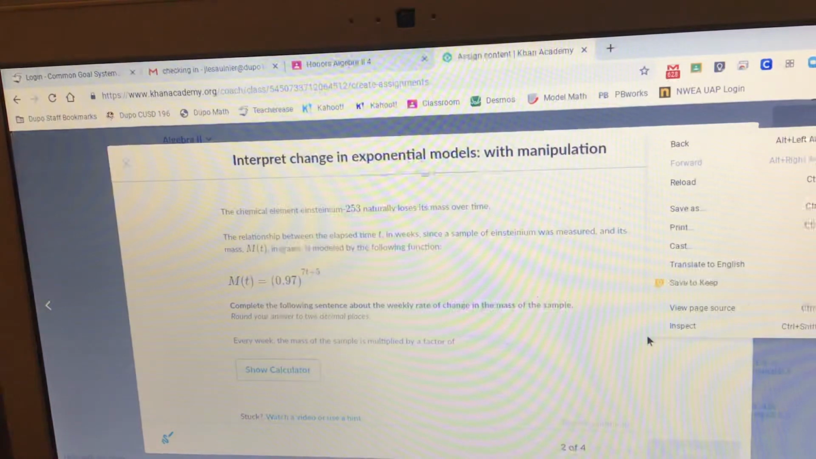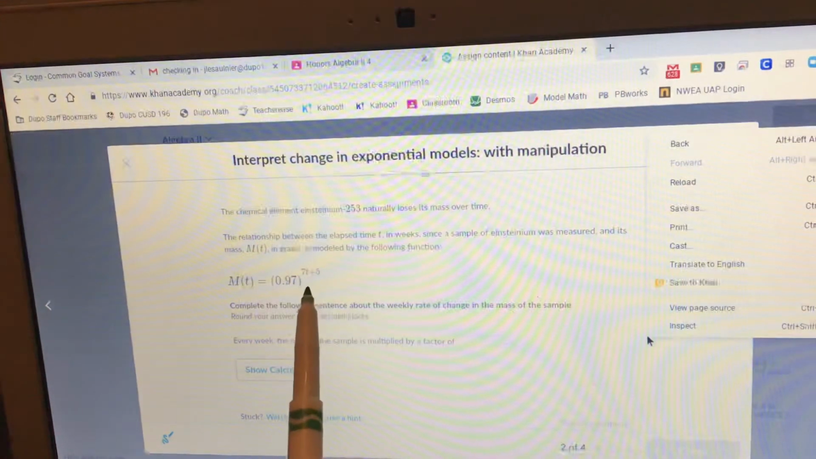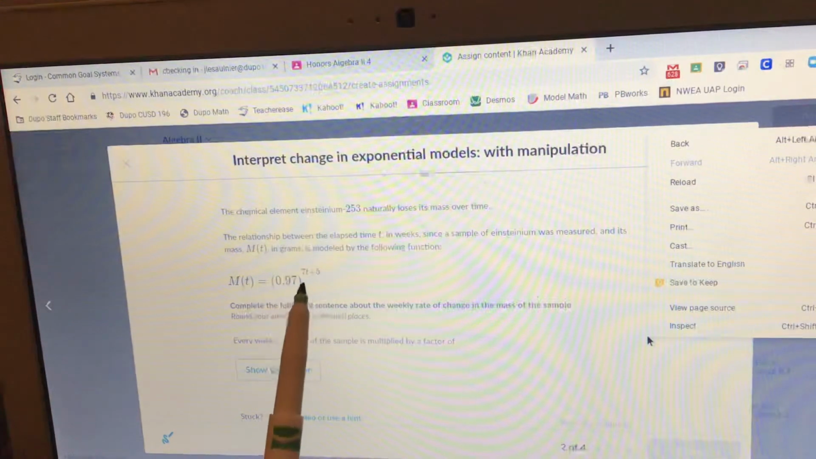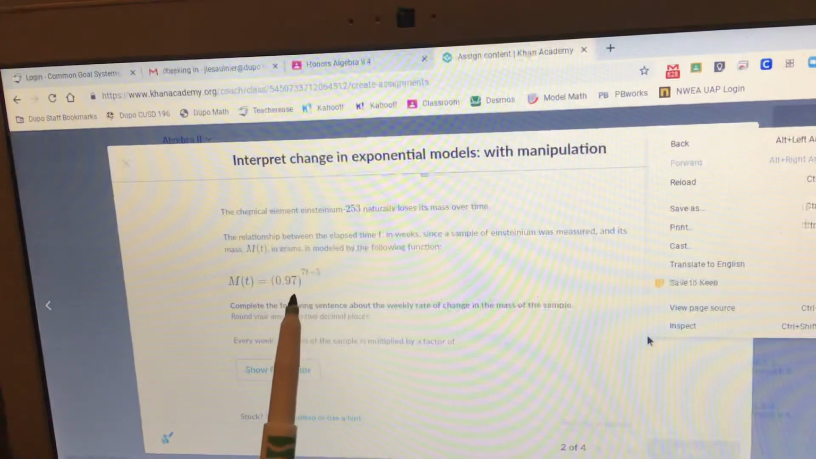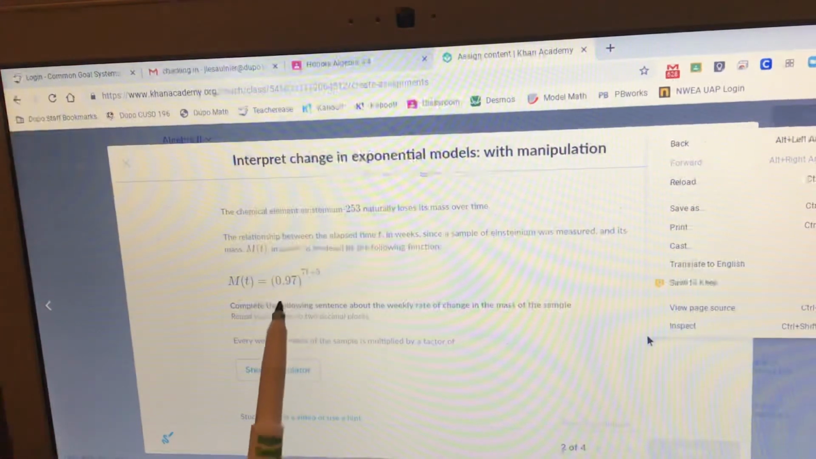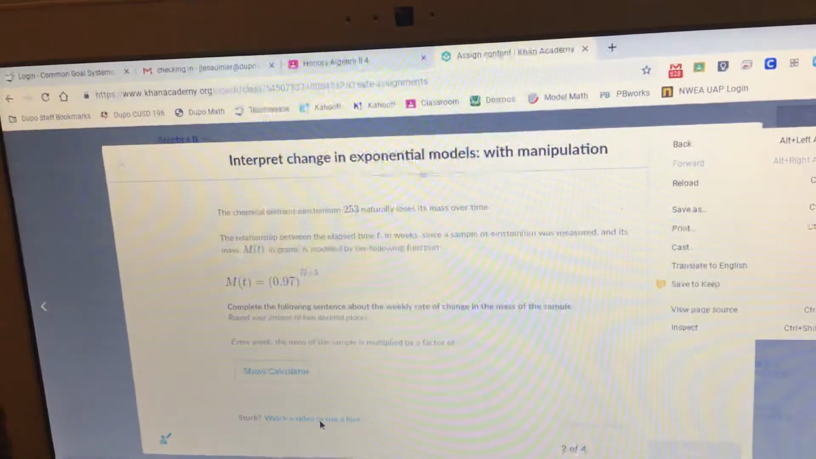So we've got an equation here. It says m of t equals 0.97 to the 7t plus 5. We're going to try to rearrange this so we have maybe this a times b to the x exponential model that we were working with before. So we're going to have to deal with this exponent and modify it so it looks a little nicer for us. I'm going to walk us through the hints here and see how Khan Academy helps us with those things.